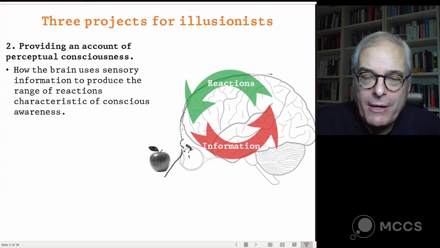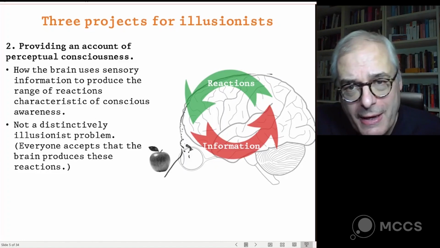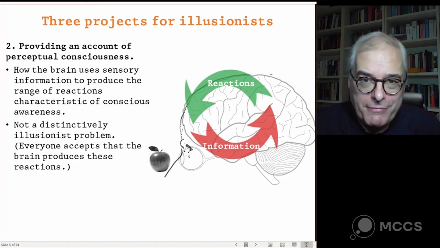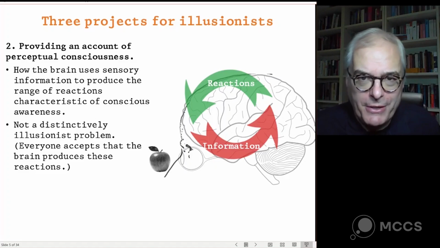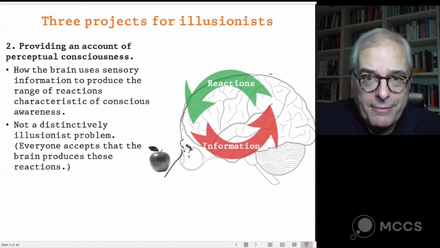This, however, is not a distinctively illusionist project. After all, everyone accepts that the brain does produce these reactions. The difference with phenomenal realists is that they think it also produces something else, this world of mental qualities. But for the illusionist, this is the central problem of perceptual consciousness. So illusionists all want to contribute to this project, though it's not a distinctive part of the illusionist program.